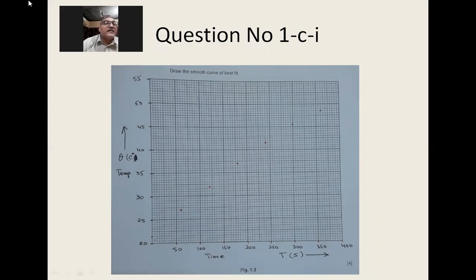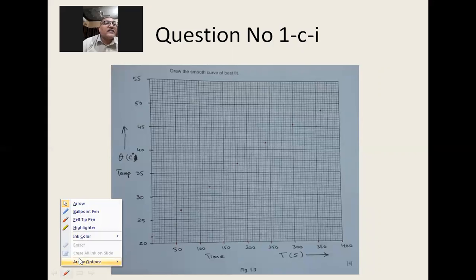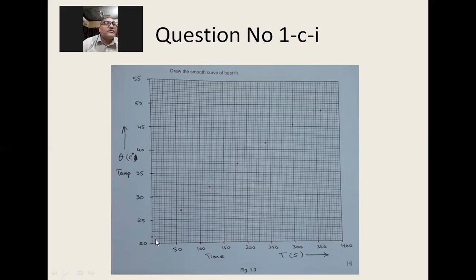At 0, we will have 21.5. At 60, we will have 27.5. At 120, I will have 32. At 180, I will have 37. And at 240, I will have 41.5. At 300, I will have 45.5. And at 360, I will have 48.5. I was reading these values from table 1.1, so I plotted these points here.